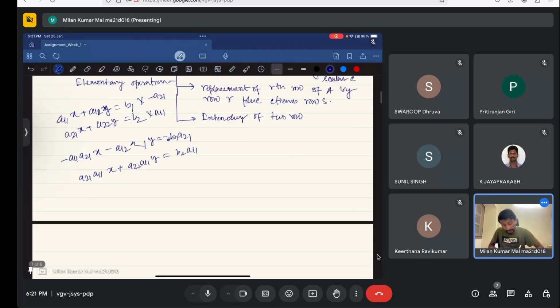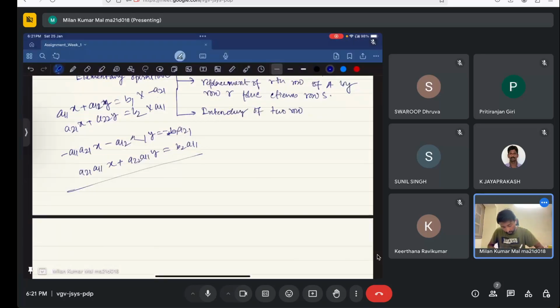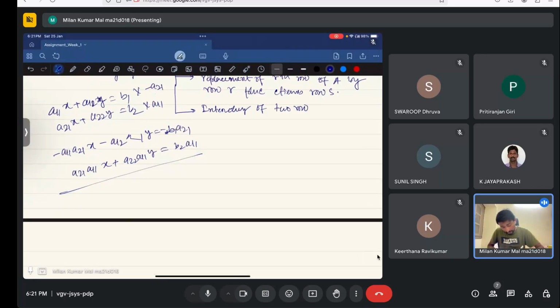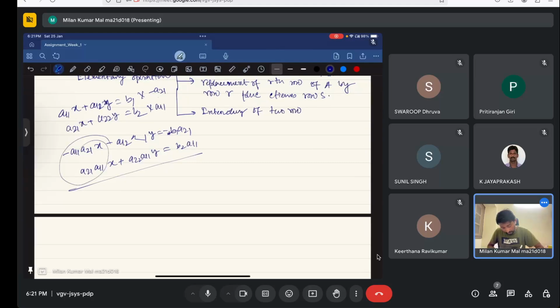Now if we add these two equations, what do you get? You will get 0 for the x terms, that means 0 times x, and the other will be a22 a11 minus a12 a21, multiplied by y, is equal to, similarly, something.